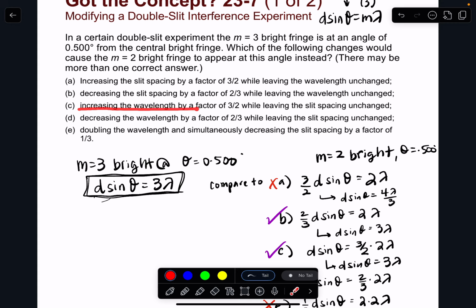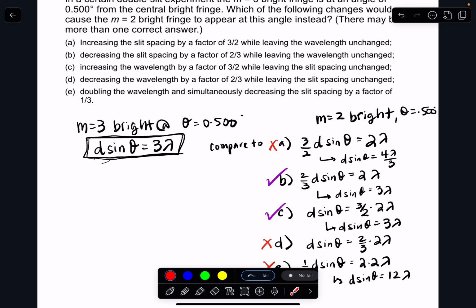Part C, follow the same procedure. We're going to be increasing the wavelength by 3/2 and not changing d. So the equation we're going to write is d sine theta equals 3/2 times our m times lambda, because what we're changing is the lambda, right? So just because I wrote the 3/2 over here doesn't mean I'm not multiplying lambda by 3/2. I just wrote it to the left of m. So now when I simplify this, what I get is 6/2, and 6/2 is 3. So I get the same equation back, and I know that when I solve for theta, I'll get 0.5 degrees back.